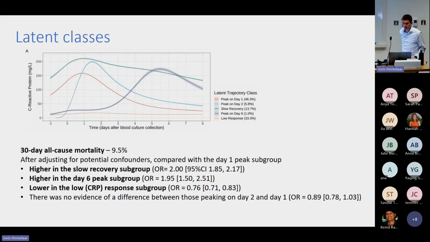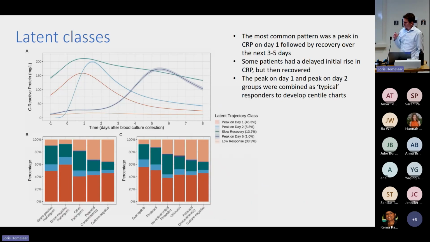Well, if we look at 30-day all-cause mortality, comparing to those who peak on day 1, those who recover more slowly or have a delayed peak have an almost 2 times greater chance of dying, whereas those who have a low response are somewhat less likely to die, with an odds ratio of 0.76. And there's no evidence of a difference between peaking on day 1 or day 2. Probably just skip over the detail at the bottom, but essentially you see somewhat different patterns by pathogens.